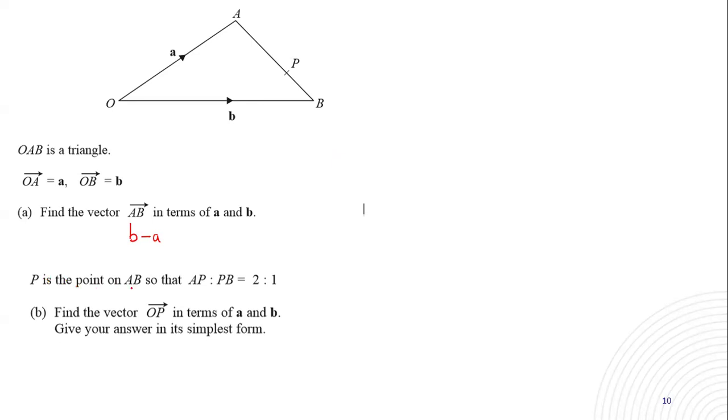P is a point on AB so that A to P. Now here you must interpret this ratio. They are telling you that A to P has two parts. These are the parts for A and P. So from A to P, you're going to put here two parts. Then P to B, you're going to put one part. So this is one part here.